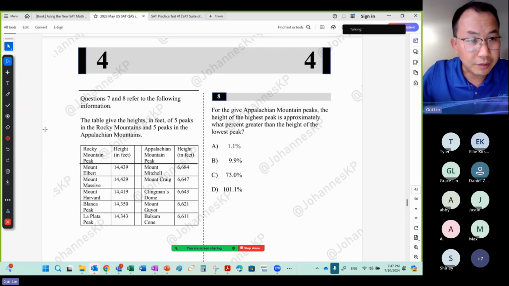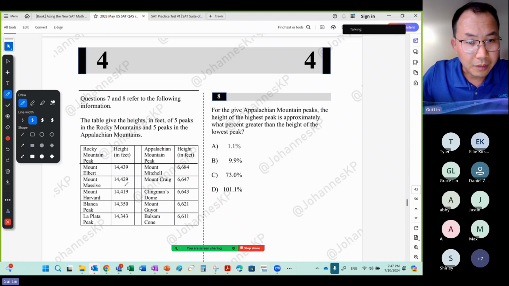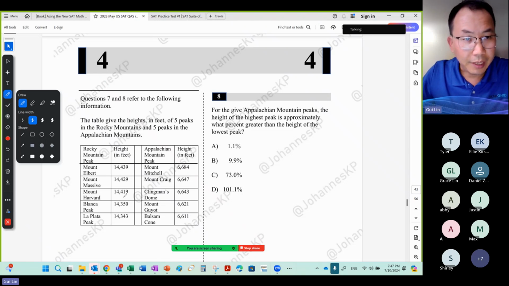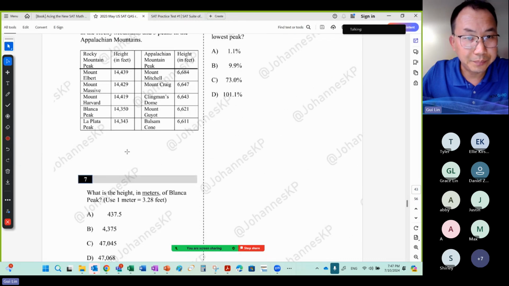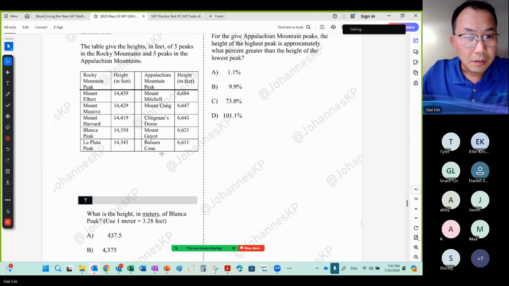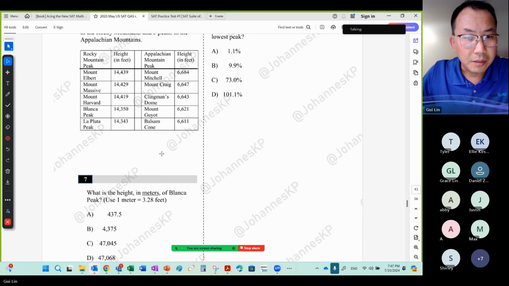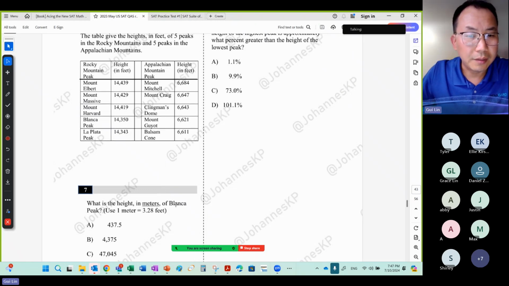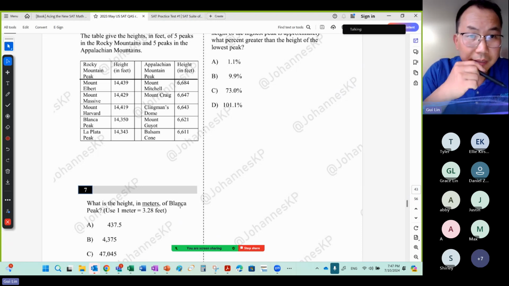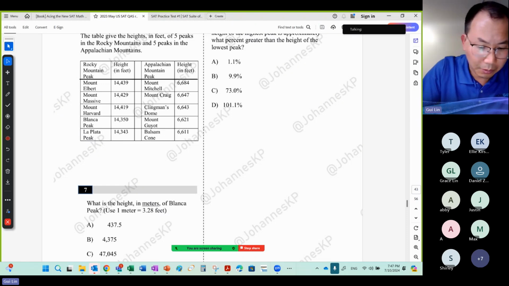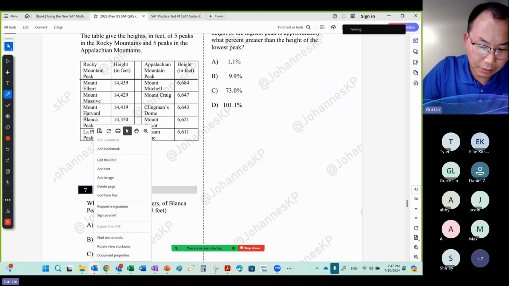Let's see the data. You can see the data here, from the top, the biggest to the lowest, decreasing. Okay, so you can see what the question is. What's the height in meters of this specific one? So we need to find out where it is. Did you see that? So we need to hunt for it with our Sharpie here, right?